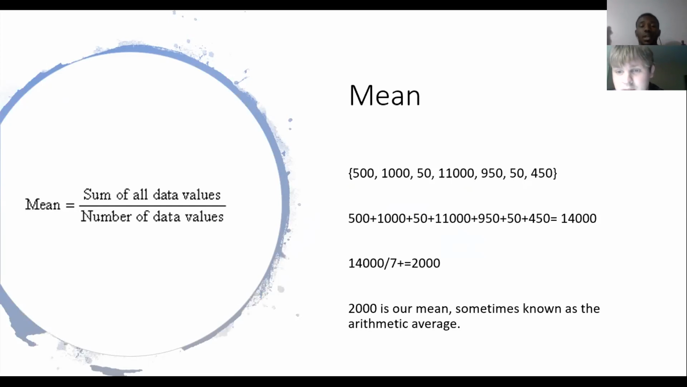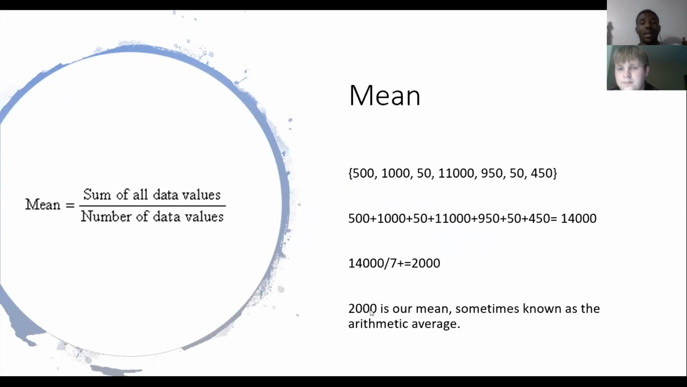So since we have 7 numbers and the sum equals 14,000, 14,000 will go for the sum of all the numbers right here on the top. And then we will put that over the number of data values. Since we have 7 data values, we'll put that over 7. So 14,000 divided by 7 equals 2,000.